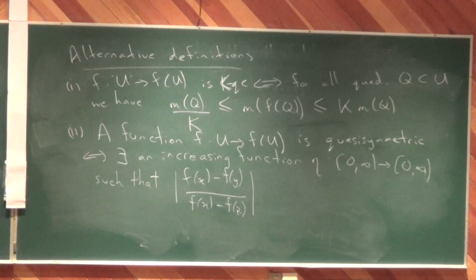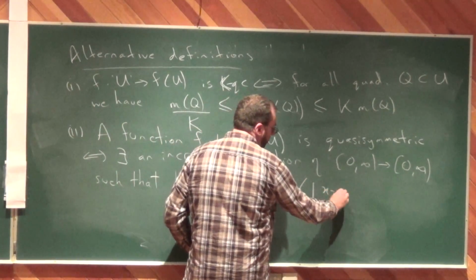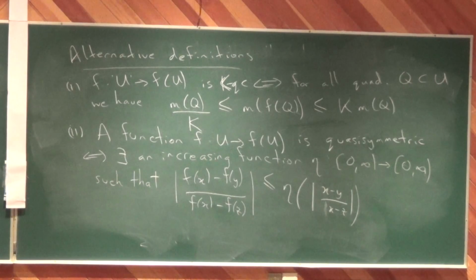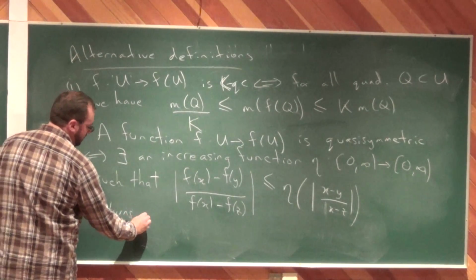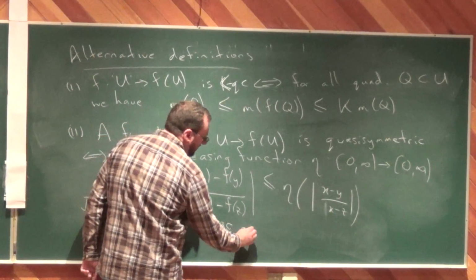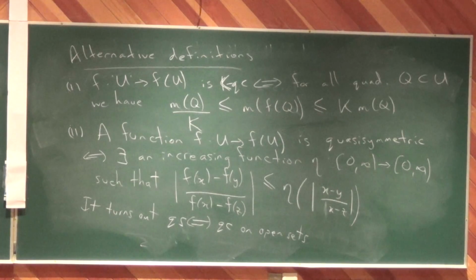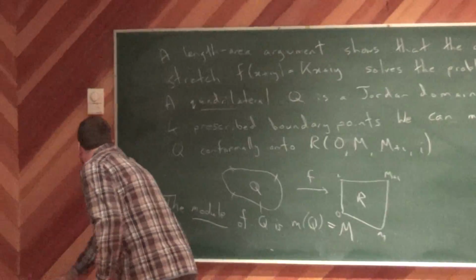So we take the absolute value of the ratio of the distance between the image of x and the image of y and the distance between the images of x and z, and then this has to be less than or equal to our function eta applied to the absolute value of the ratio of the distances between x and y and x and z. And it turns out quasi-symmetry, or QS, is equivalent to quasi-conformality on open sets. So instead of starting with a Sobolev space definition, you can start with this definition, which involves how 3 points are distorted instead.